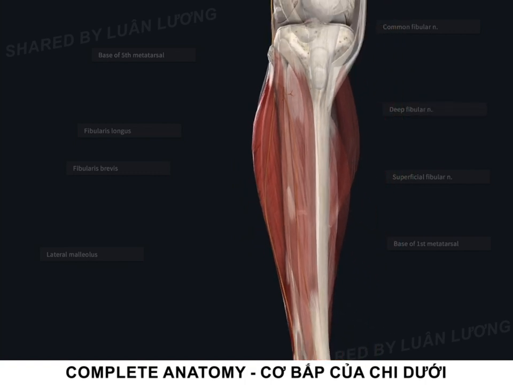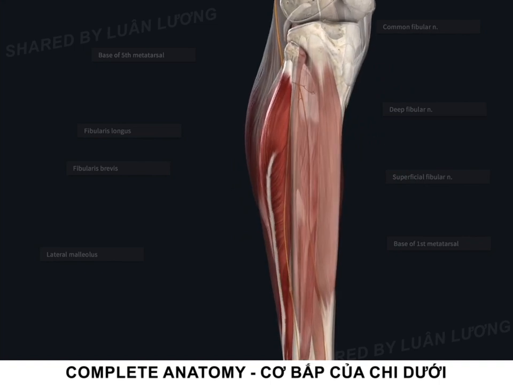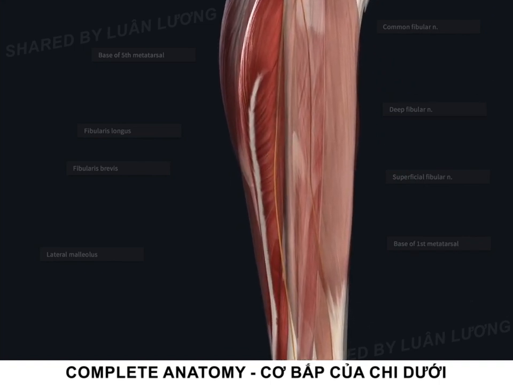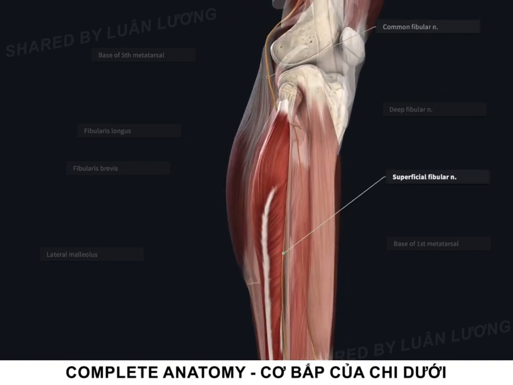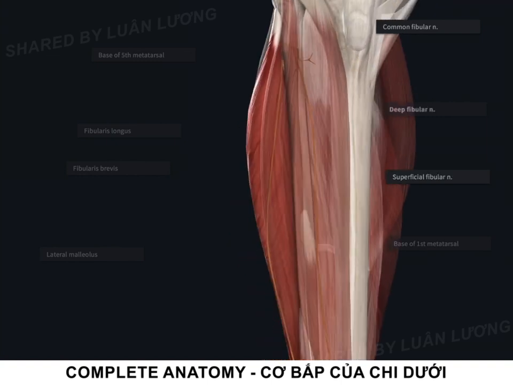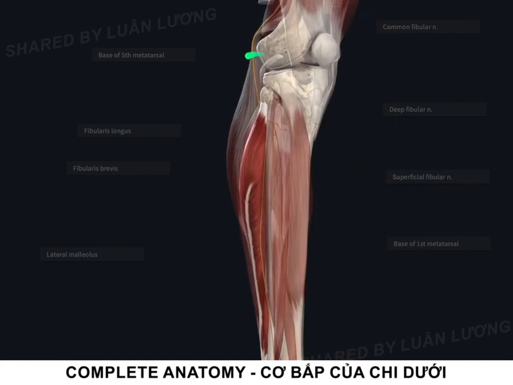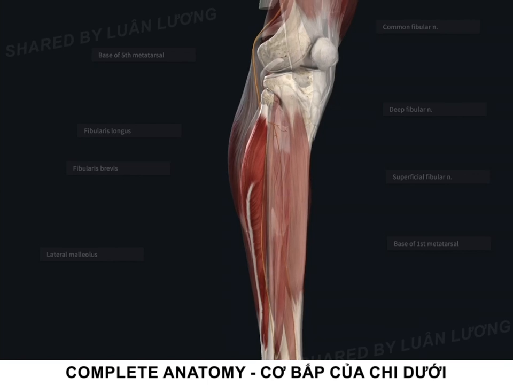These two branches of the common fibular nerve are going to supply the anterior and lateral compartments of the leg. The superficial fibular nerve is going to supply this lateral compartment, while the deep fibular nerve innervates the anterior compartment. So compression or injury at the back of the knee, damaging the common fibular nerve, could produce damaging results in both the lateral and anterior compartments of the leg.